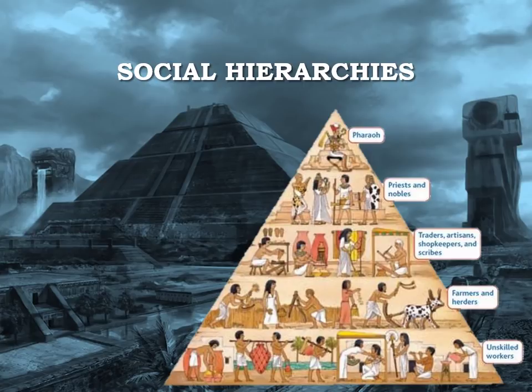It's not always the same, but on top tends to be the king, the ruler. And then many times the king and the priest class might be one. It might be what's called a theocracy, where religion and law are interwoven.